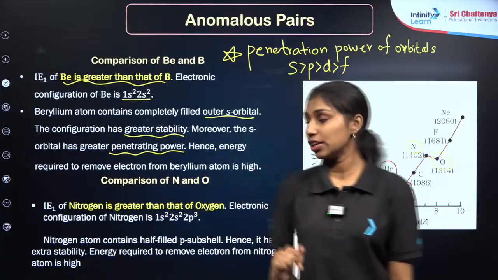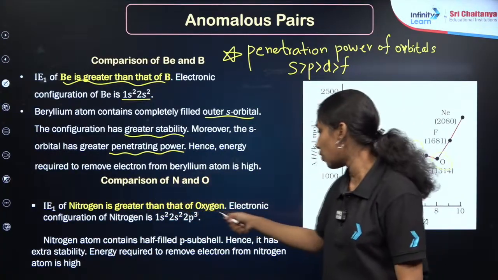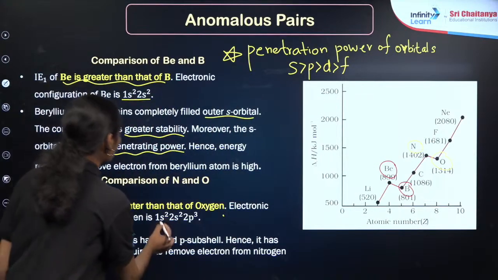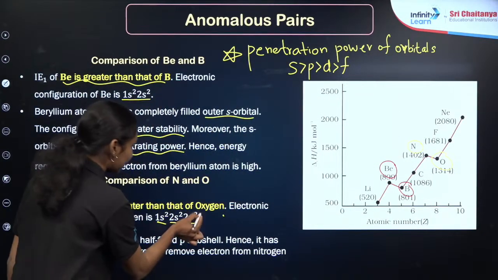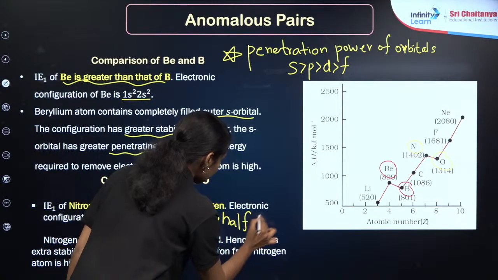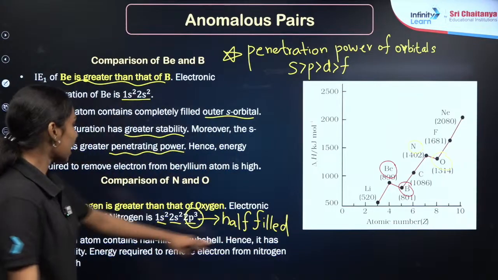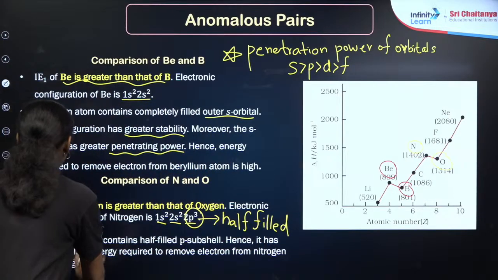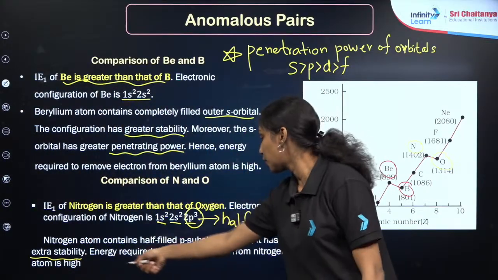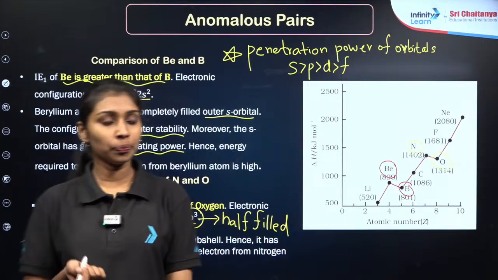Similarly, in the case of nitrogen and oxygen, nitrogen is greater than oxygen, because whenever we write the electronic configuration of nitrogen, we get 1s2, 2s2, 2p3. 2p3 means this is a half-filled configuration, right? Half-filled configuration. Again, it has the extra stability. So, in order to remove the electron from the valence shell, we need more energy, right? That's why the energy required to remove an electron from nitrogen is very high as compared to oxygen. Clear?